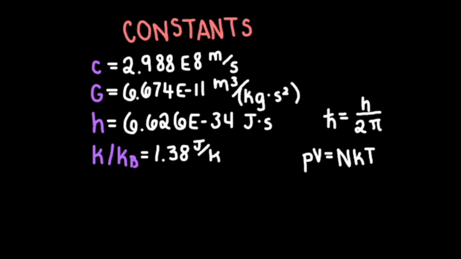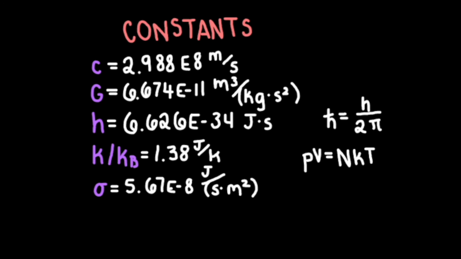The Stefan-Boltzmann constant is 5.67 e to the negative 8th joules per seconds times meters squared. You'll find this in the Stefan-Boltzmann law, as I'm sure you could guess by the name, which describes the amount of power radiated by a black body. The mass of an electron is 9.11 e to the negative 31 kilograms.